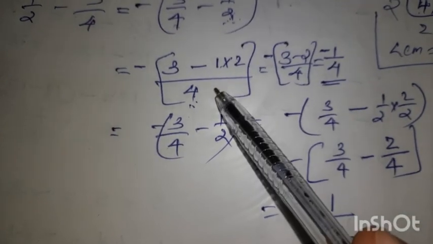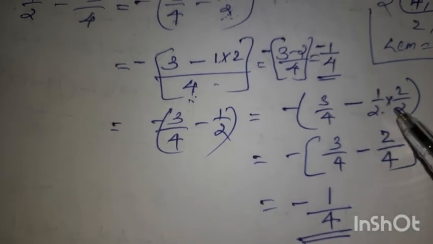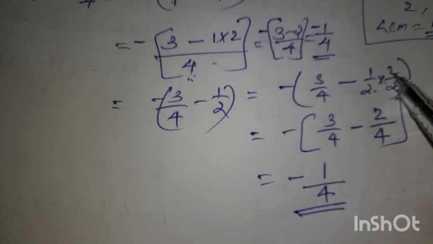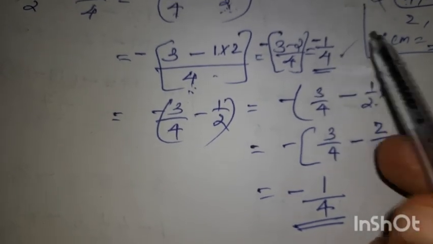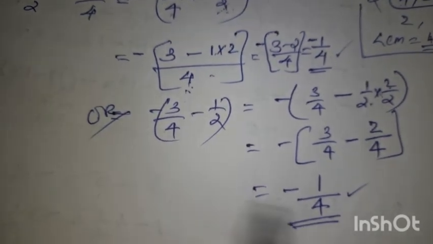Either you take the LCM as 4 and find out the value, or make the denominator common. And if you are multiplying with 2, the same 2 you have to multiply in the numerator also. So you will get the answer minus 1 by 4. Otherwise you can do like this.